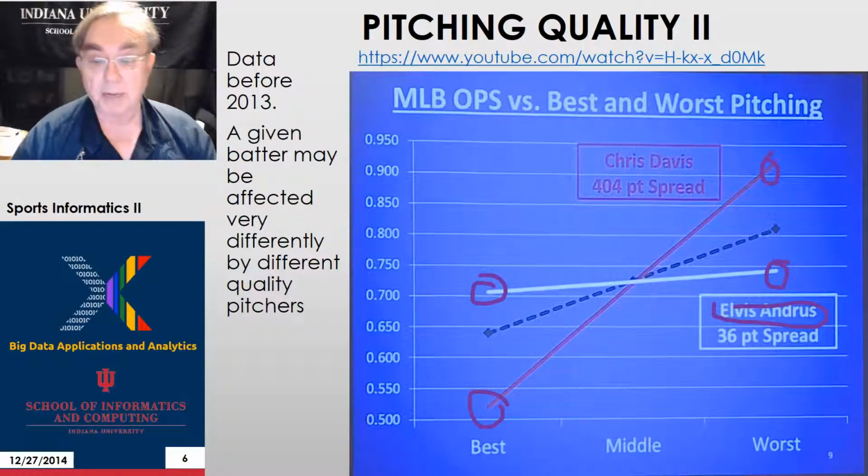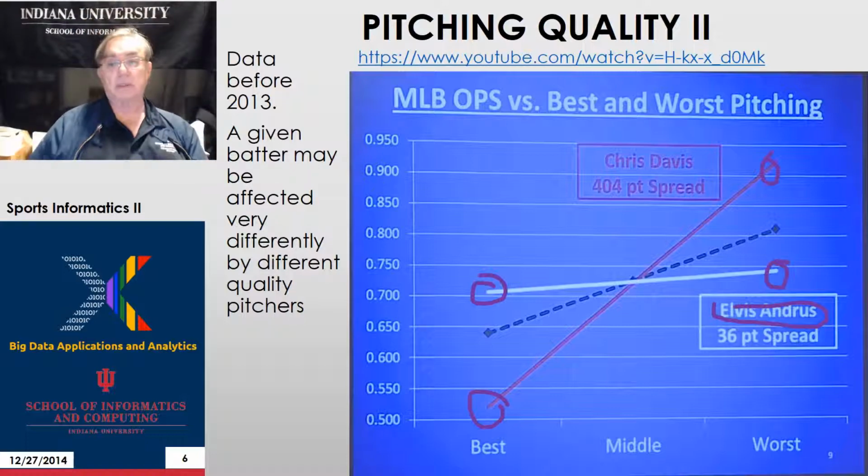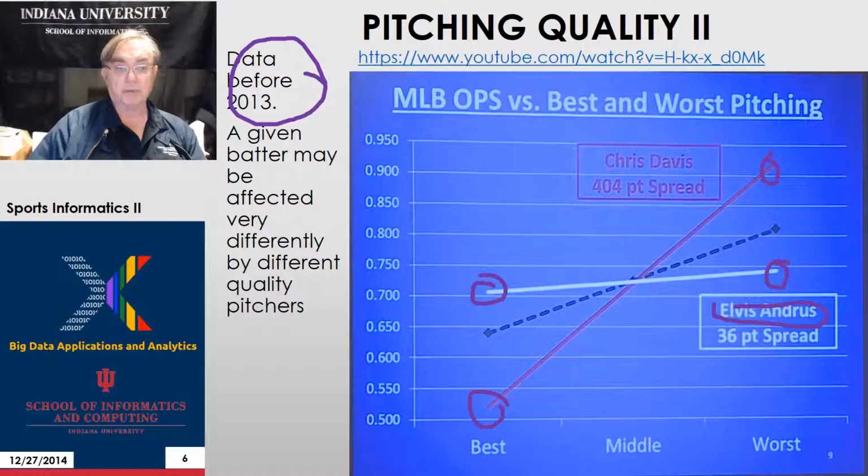So if you happen to know that in the game you're coming up against a pitcher who's really not as good as the average, then you're likely to make Chris Davis an automatic choice. Whereas if you have a top-notch pitcher, then you're more likely to choose Elvis Andrus, because Elvis Andrus is doing very much better than Chris Davis, even though probably their averages are similar. He's doing much better on great pitching. So this comes from data before 2013.